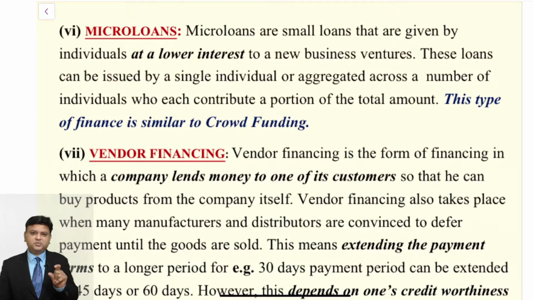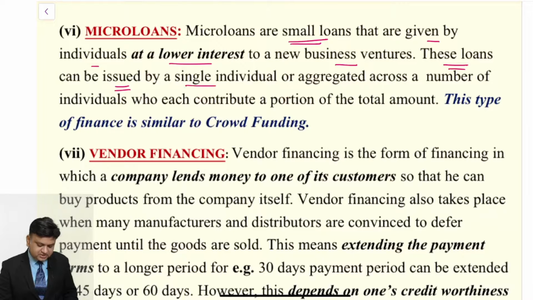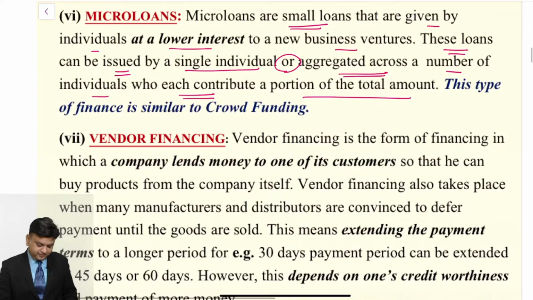Micro loan, that is a small amount of loan. Micro loans are small loans that are given by individuals at a lower rate of interest to new business ventures. These loans can be issued by a single individual or aggregated across a number of individuals who each contribute a portion of the total amount. This type of finance is similar to crowdfunding.